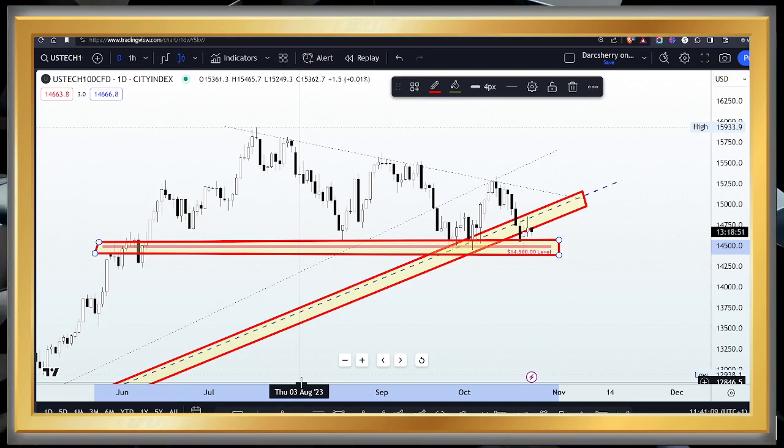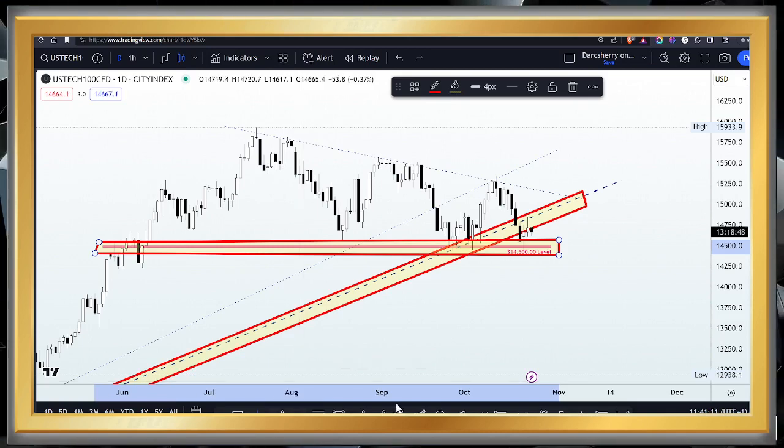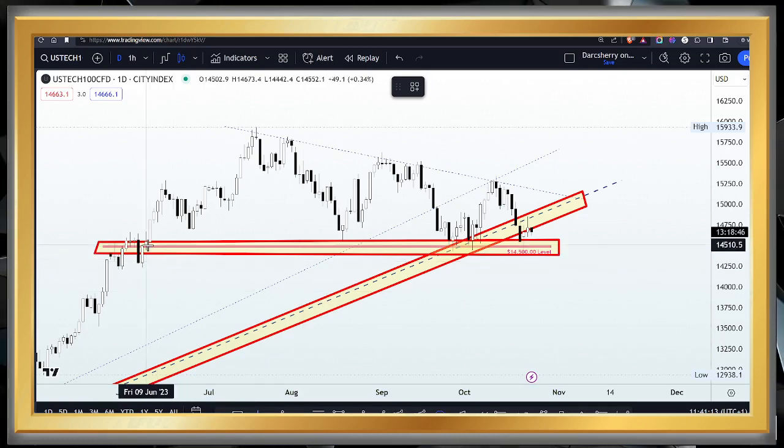So if price still remains above our key level, there are still chances that buyers could take over the market. Now, if you look at what has been going on along this key level since the month of June, you will see how it has played a major role for participants in this market to buy the USTech100. Now, look at what happened here in the month of June. We saw buy pressure here.